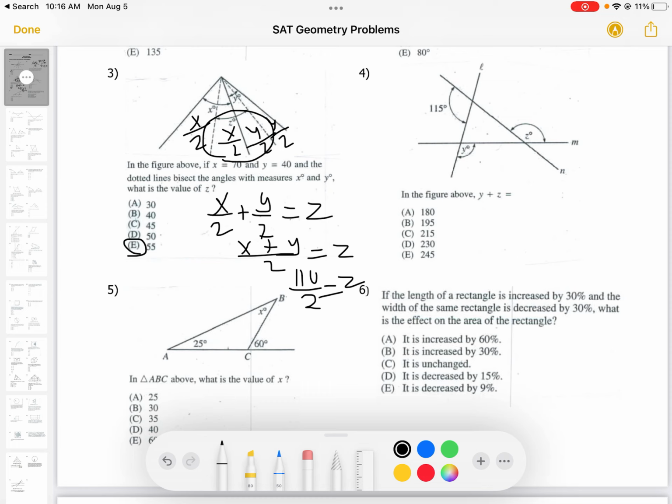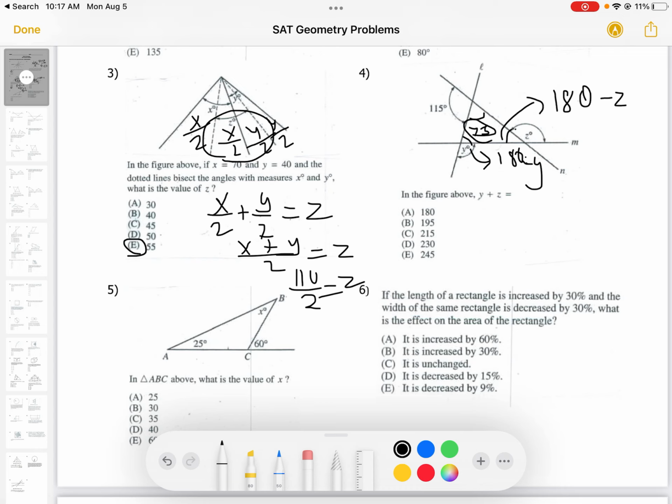In the figure above, y plus z equals what? Alright, we could just angle chase here. Since line n is a straight line, this angle right here will be 180 minus 115, that's 75. And then this angle right there is 180 minus y. And then this angle is 180 minus z.